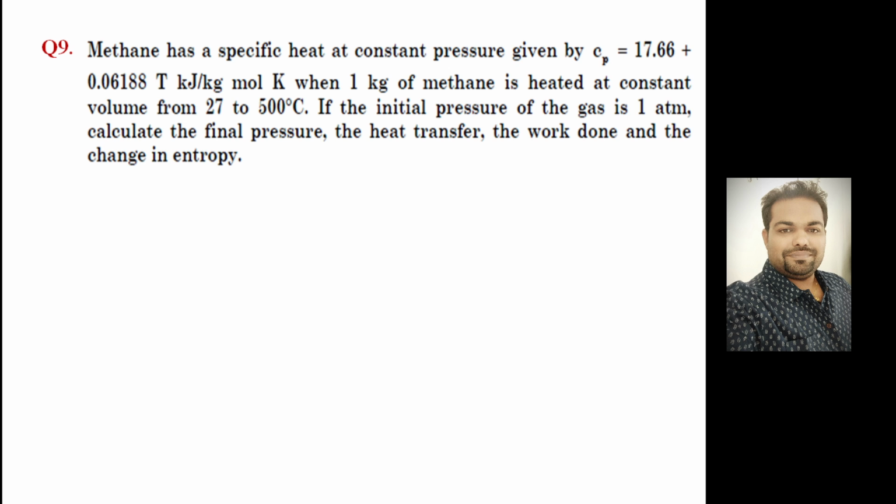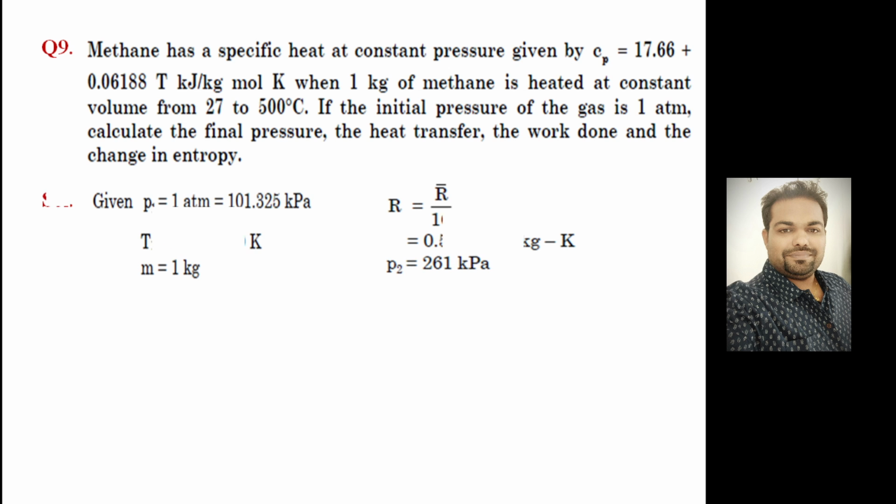So how to do? Cp is given, right? So what are given parameters? P1 is given, T1 is given, mass is given, 1 kilogram. So characteristic gas constant can be calculated for methane, right? Methane's formula you know, CH4, carbon 12 plus hydrogen 1 into 4. So total is 16 is the atomic mass, right? So characteristic gas constant is equal to universal gas constant divided by 16, which is coming around 0.51964 kilojoule per kilogram Kelvin.